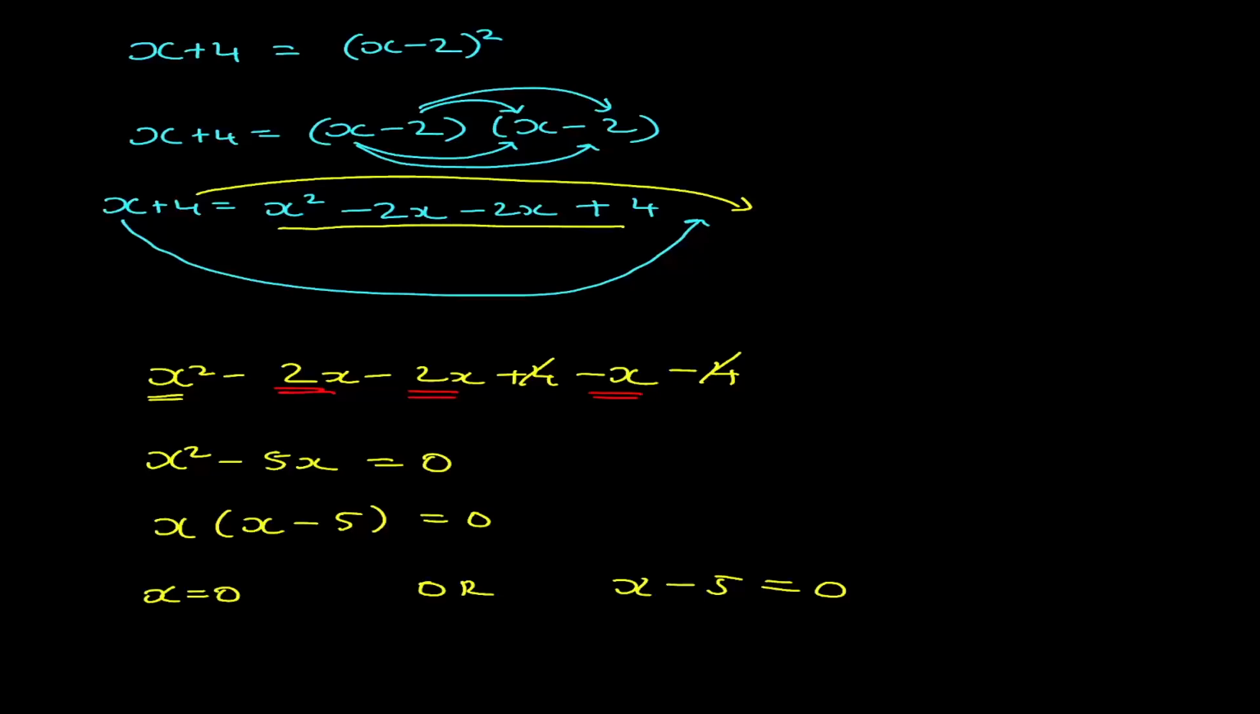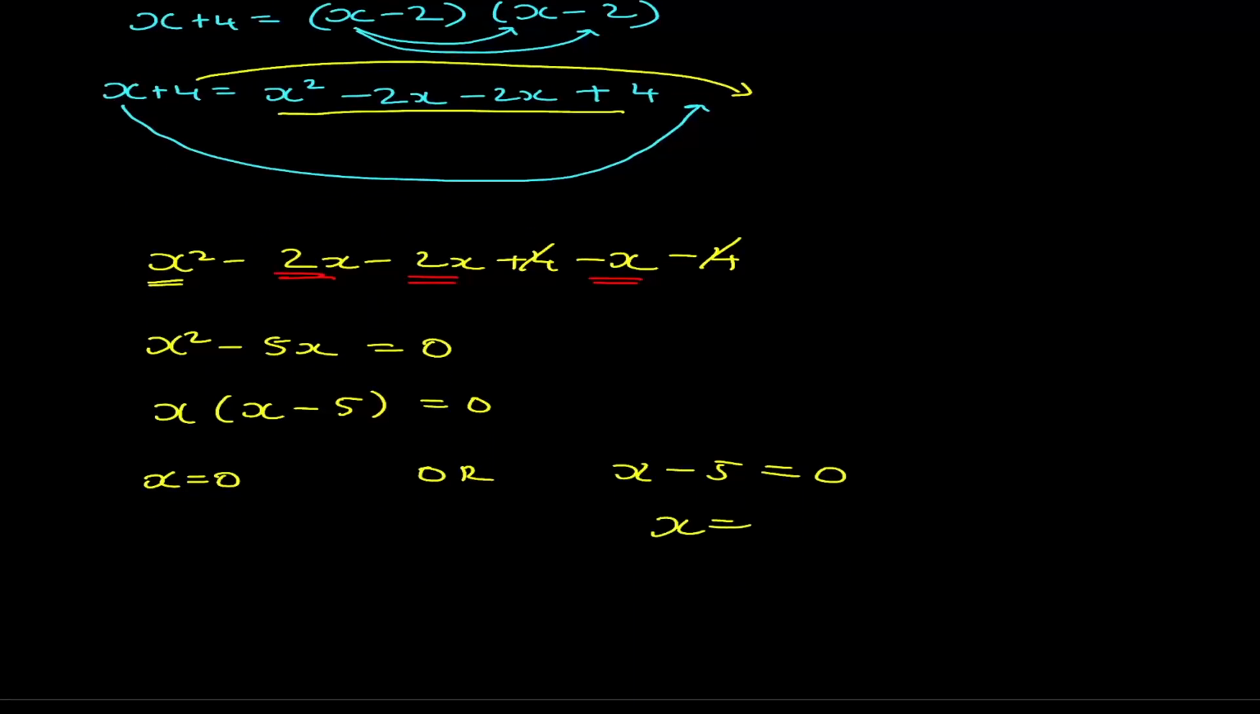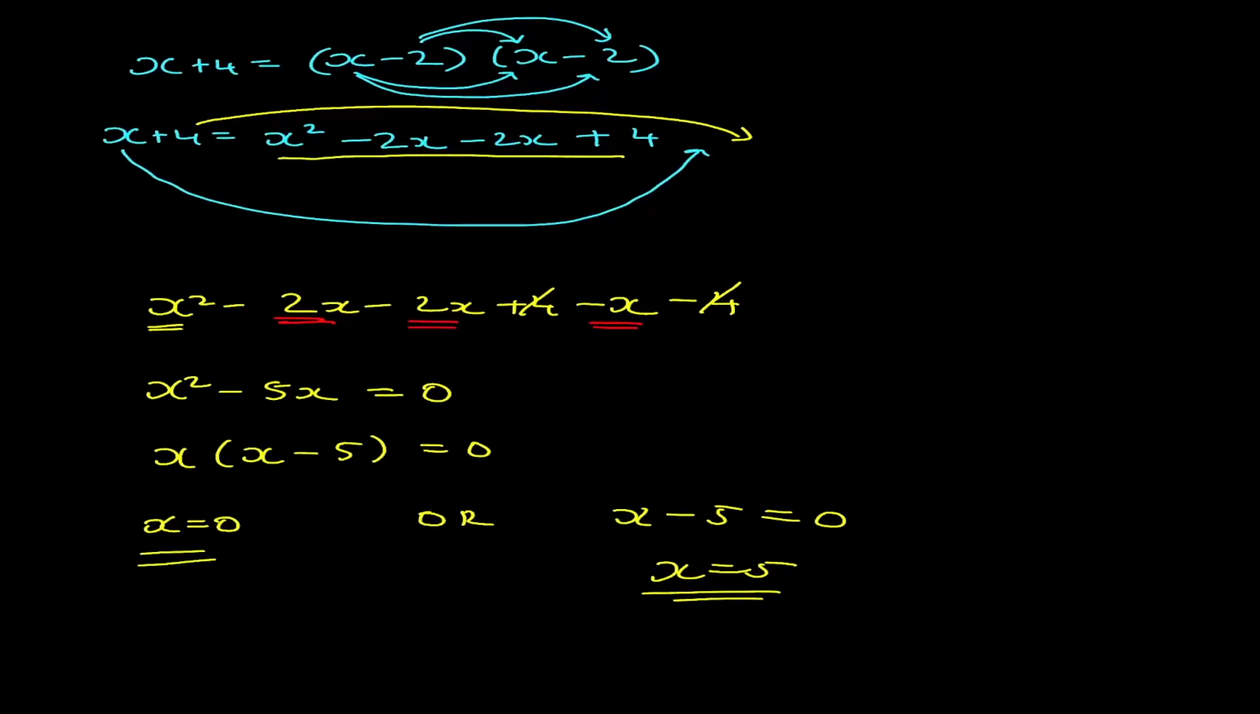If you've got two factors that multiply to give you 0, either one equals 0 or the other equals 0. And if you rearrange that second one, you get that. So either x equals 5 or x equals 0. Perfect. Well done.